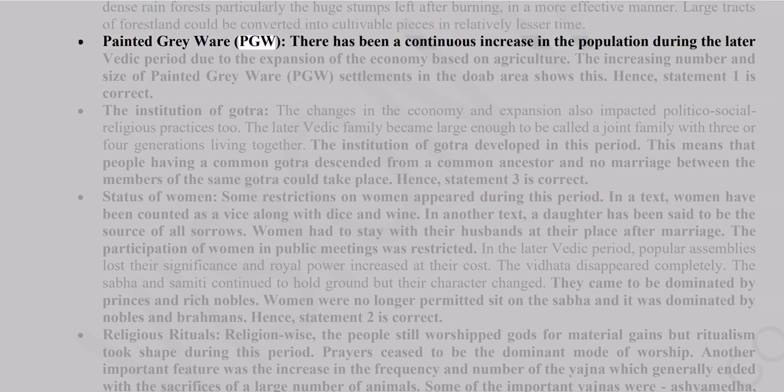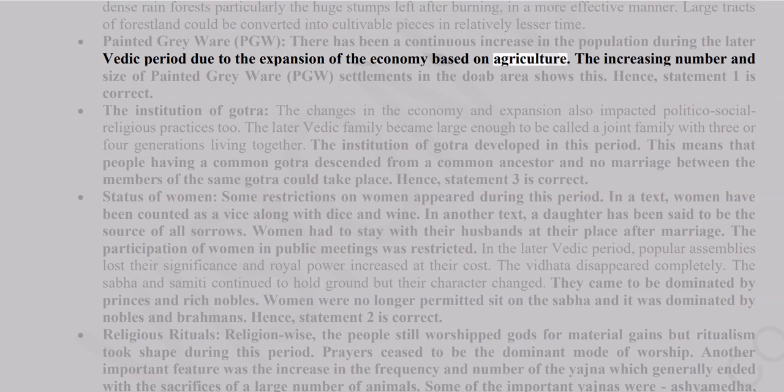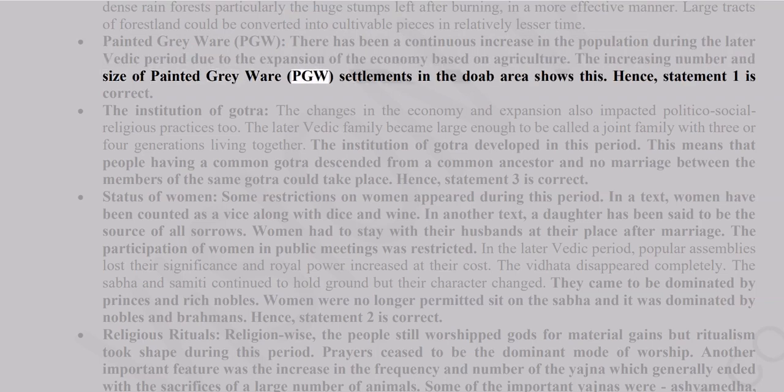Painted grey ware, PGW. There has been a continuous increase in the population during the later Vedic period due to the expansion of the economy based on agriculture. The increasing number and size of painted grey ware, PGW, settlements in the Doab area shows this. Hence, statement 1 is correct.